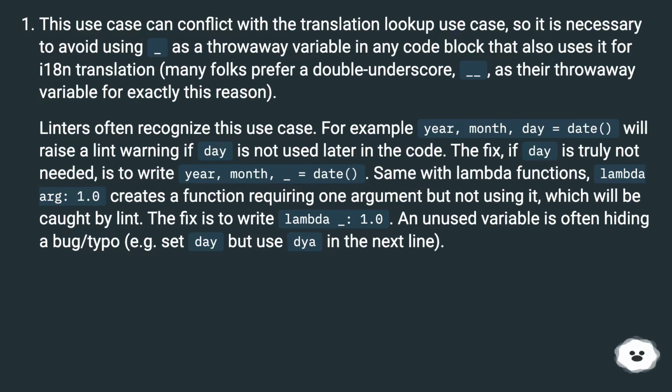Linters often recognize this use case. For example, year, month, day equals date will raise a lint warning if day is not used later in the code. The fix, if day is truly not needed, is to write year, month, underscore equals date. Same with lambda functions: lambda arg: 1.0 creates a function requiring one argument but not using it, which will be caught by lint. The fix is to write lambda underscore: 1.0. An unused variable is often hiding a bug or typo, for example set day but use die in the next line.